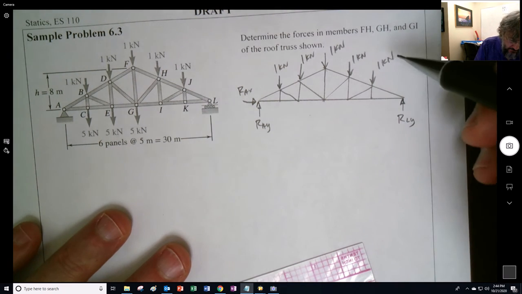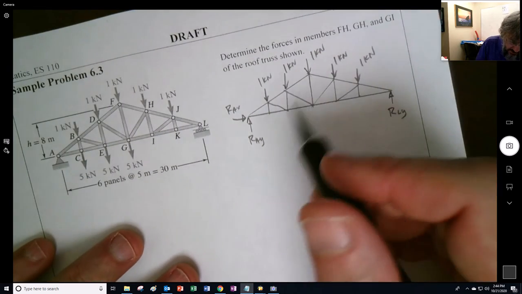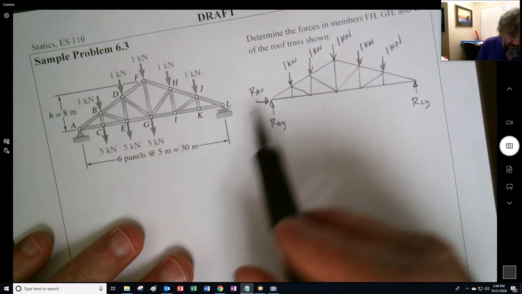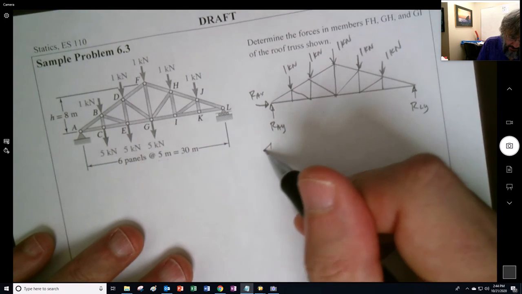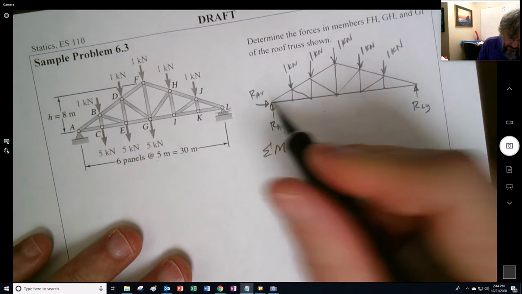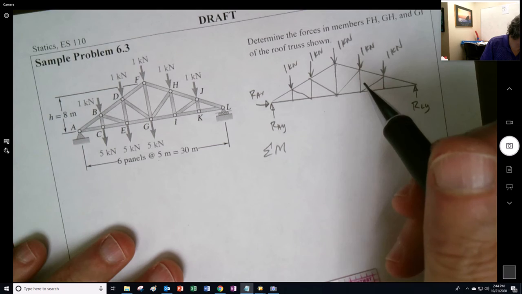RLY. And if we take a look at the distances here, they're 5 meters, right? So there's 30 meters across here. So if you're going to do the sum of the moments, which one's the easiest one? I decided to take it about L.